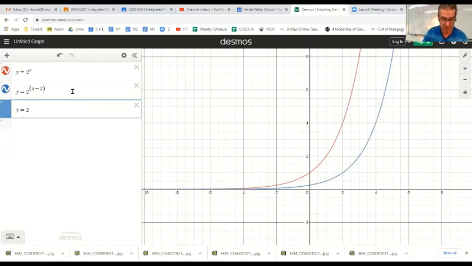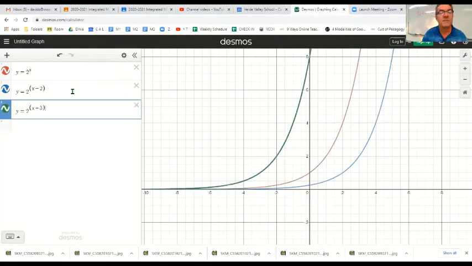2 caret parentheses x plus 3. Now check that one out. Now that I'm adding to my exponent before I apply it to the base, it's increasing faster. And indeed, this green graph has shifted quicker and further over to the left.